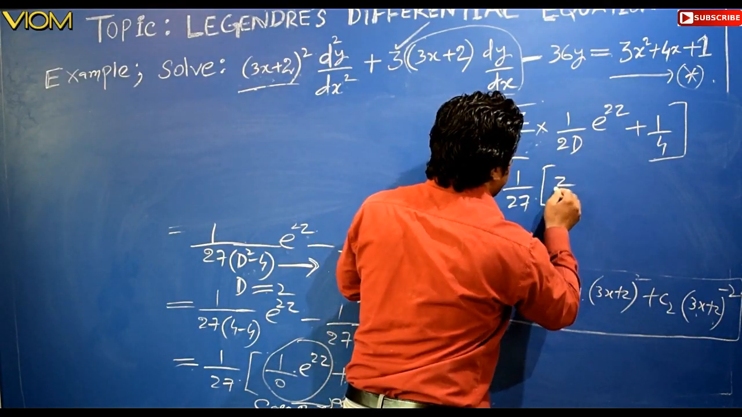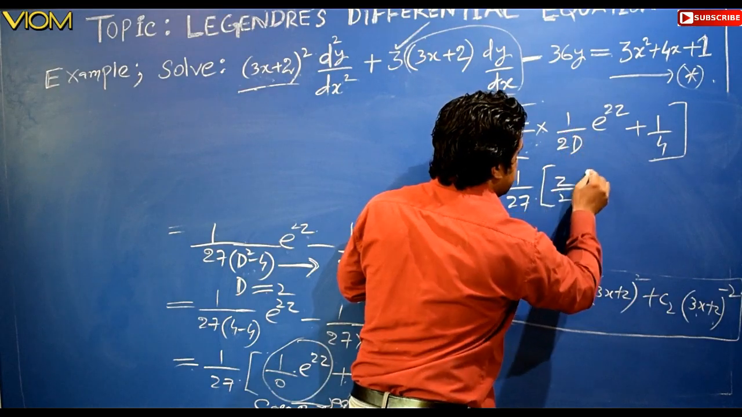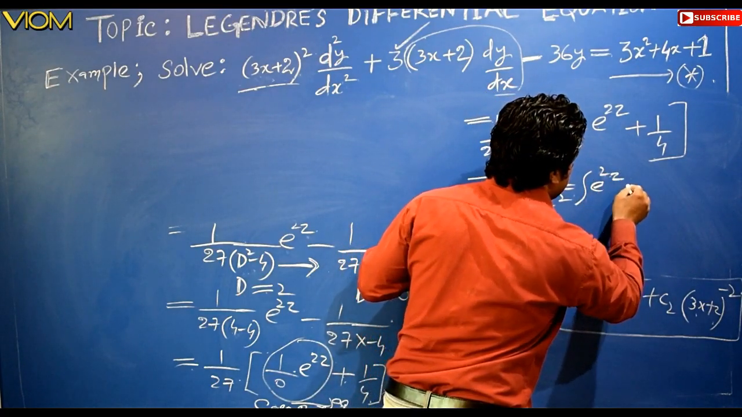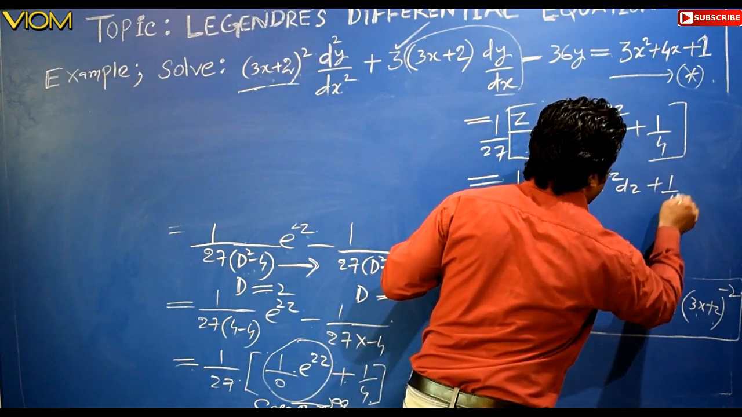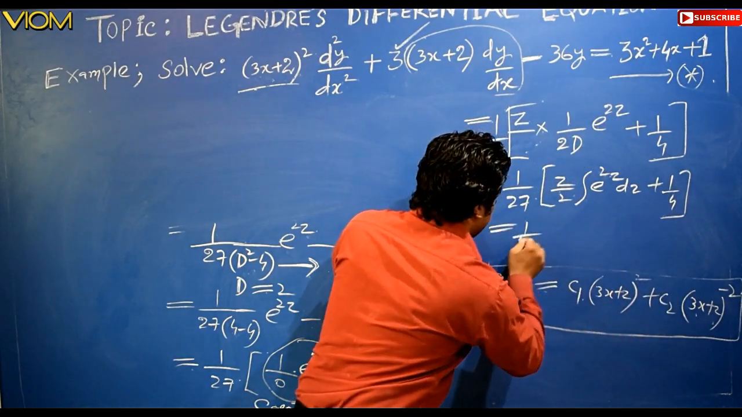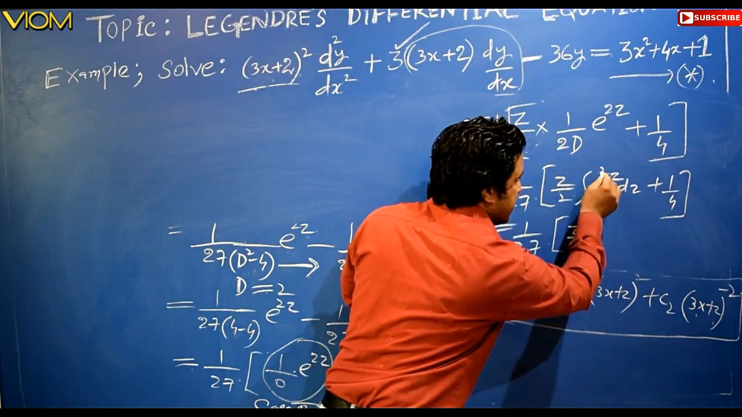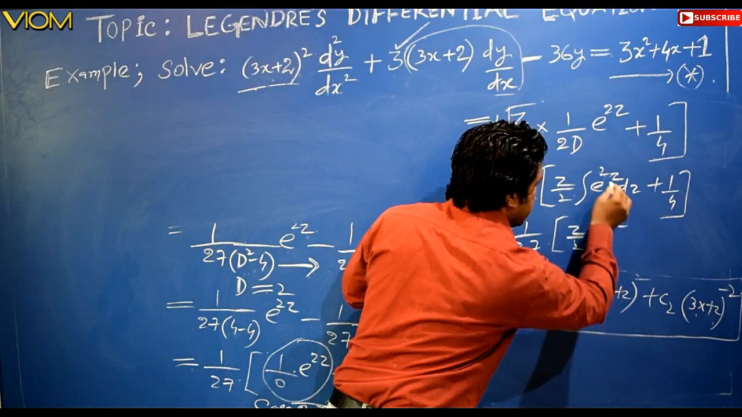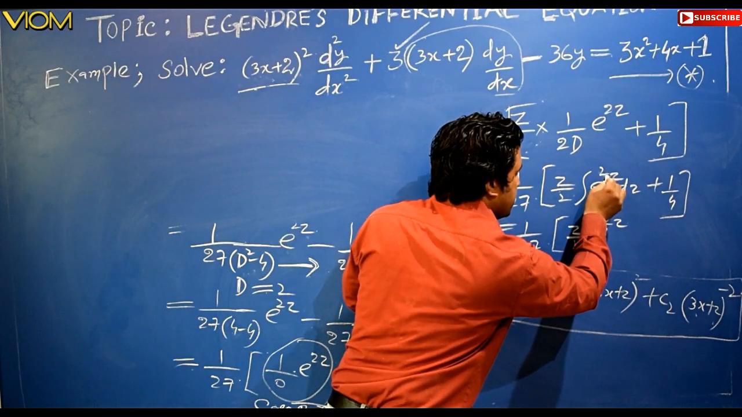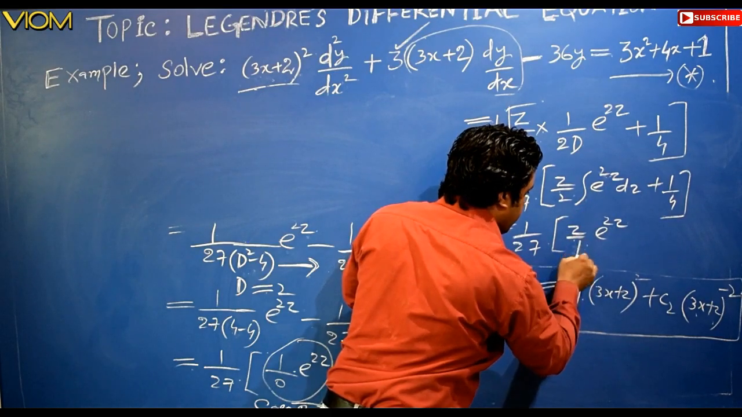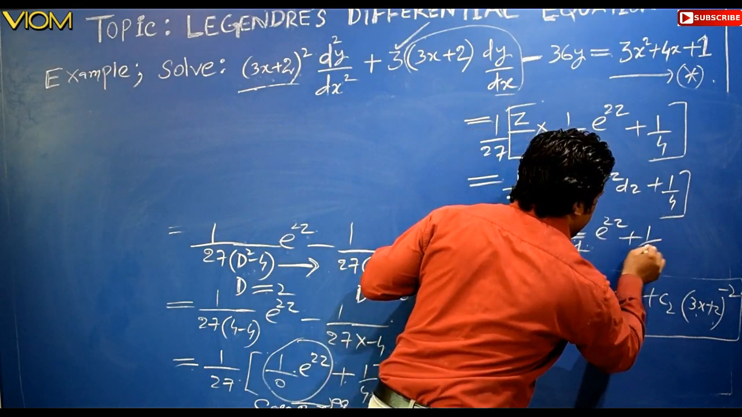This is z divided by 2, and 1 divided by D is integration. This is e raised power 2z, this is d of z, plus 1 by 4. I can write 1 divided by 27, z divided by 2. What is the integration of e raised power 2z? This is e raised power 2z, but you will take power, differentiation of power is 2. You can multiply that 2 with this 2, it becomes 4 here, plus times of 1 by 4.